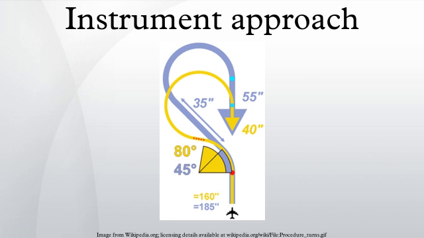Precision approaches and systems: ground-controlled approach, mostly military; GNSS landing system; instrument landing system; Joint Precision Approach and Landing System; Microwave Landing System; Precision Approach Radar, military; Transponder Landing System. Low visibility approaches.